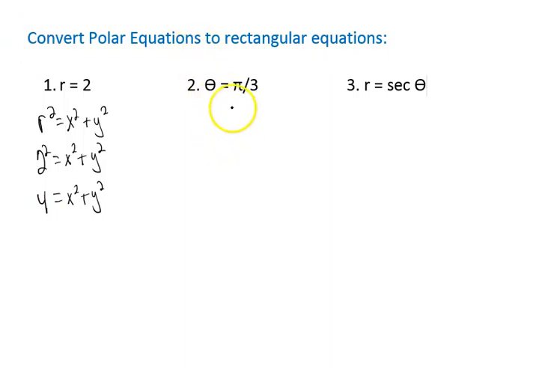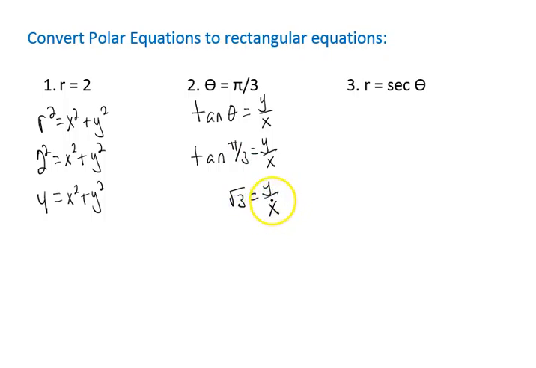The second example, theta equals pi over 3, as we looked at yesterday, would be the graph of a line going through pi over 3. We have to use our formulas to figure out what that equation would be, though. So since we have this theta, I'm going to use that formula tangent theta equals y over x, because I can get y's and x's into my new equation using this. I'm going to go ahead and plug in that pi over 3. So tangent pi over 3 equals y over x. And then I know what that is from my unit circle. So the tangent of pi over 3 is square root of 3.